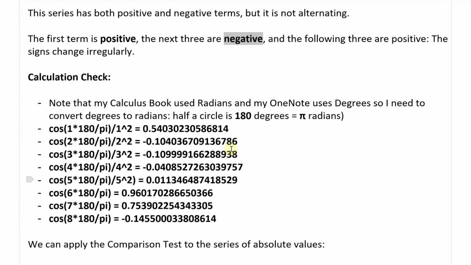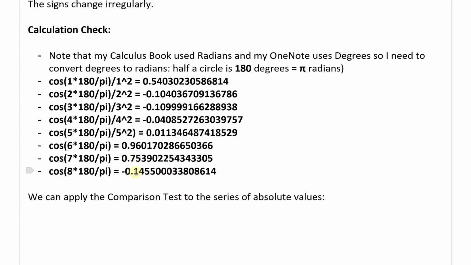So let's see the next 3. As you can see from the calculation, those are correct. Put 2 times 180 divided by pi, and you can just type pi and it automatically knows what you're talking about. Equals negative. Then we get negative, negative, negative, so that's 3. And then we get 3 afterwards that are positive. You can just plug it into a calculator, but the calculation check is all in one place. Then we get a negative on the 8, which is 8 radians, or 8 times 180 divided by pi degrees.